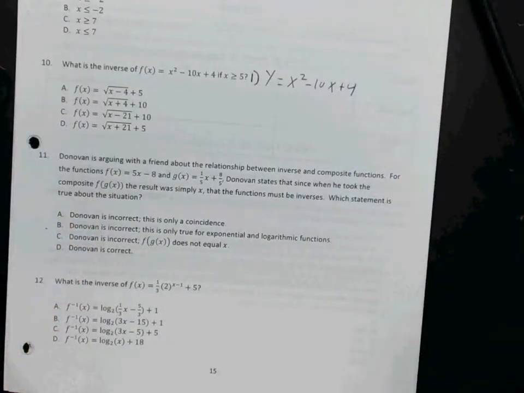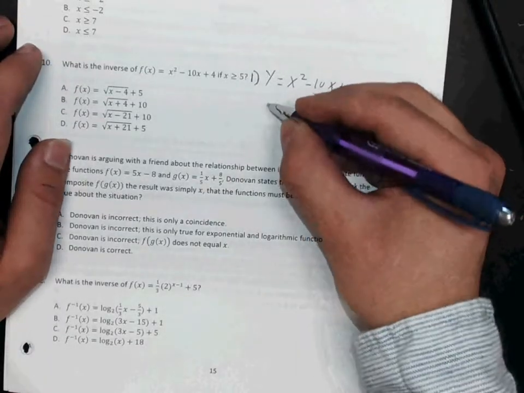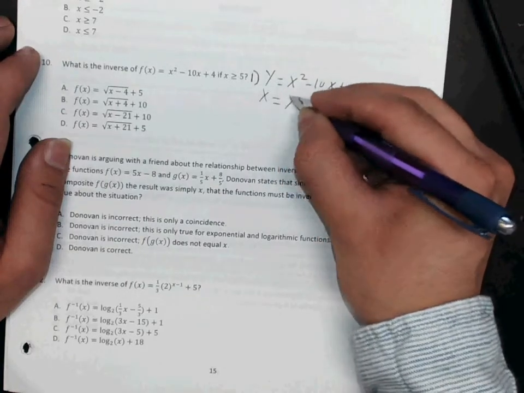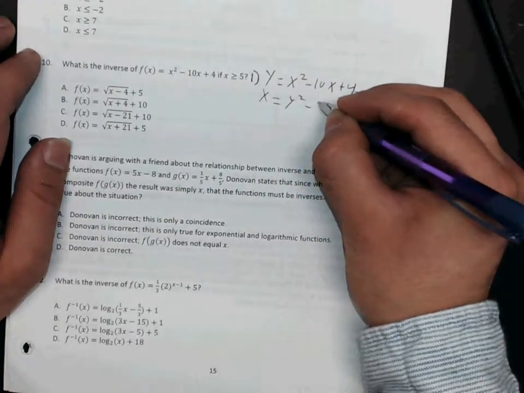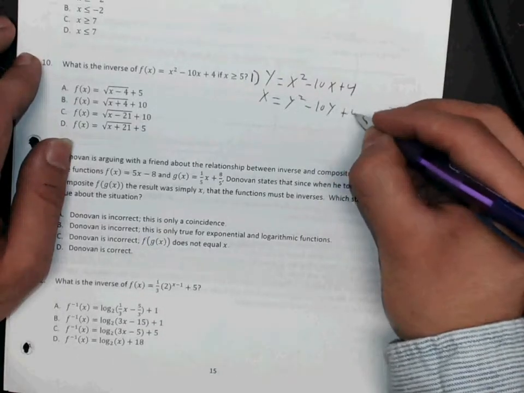And Sterling, let's switch the x's and the y's. So what are we going to write in the next step? X equals y squared minus 10y plus 4. All right?